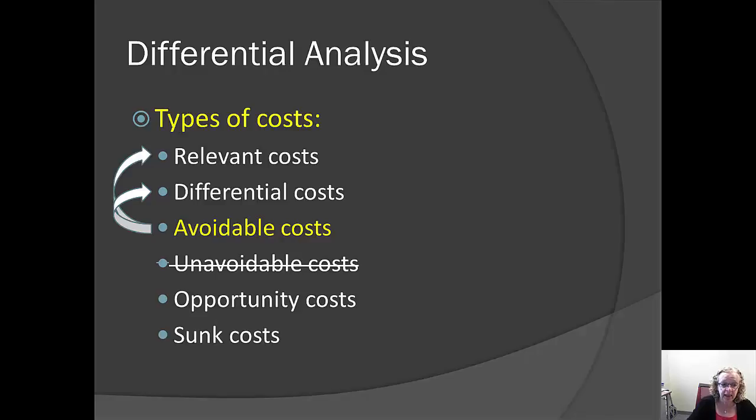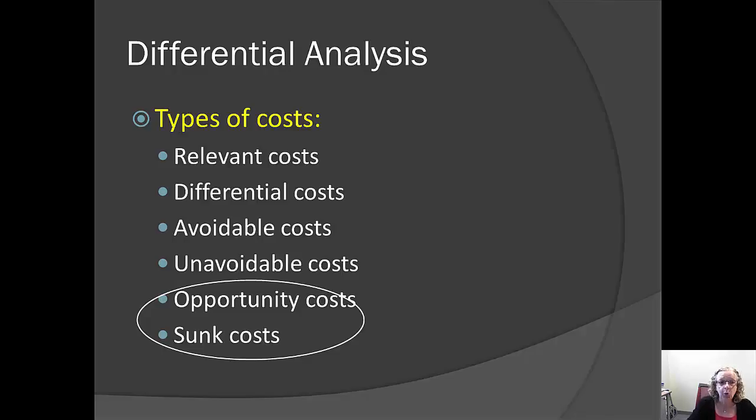Another issue is opportunity costs versus sunk costs. An opportunity cost, if you remember from a previous discussion, represents what we give up in our second best choice by selecting what we perceive to be our best choice. And opportunity costs are always relevant even though managers sometimes don't pay enough attention to them.